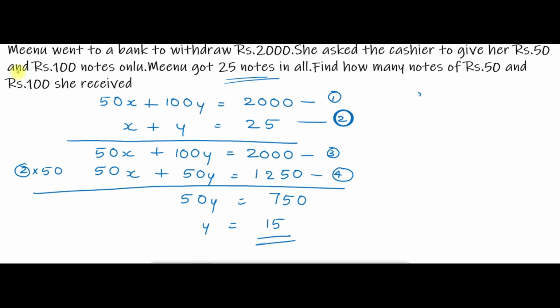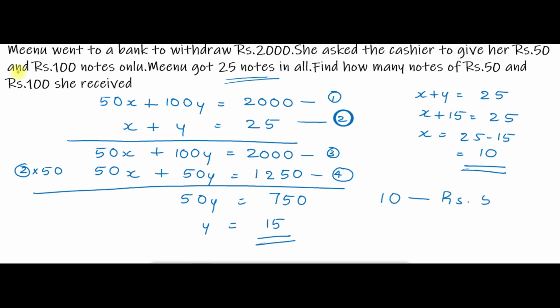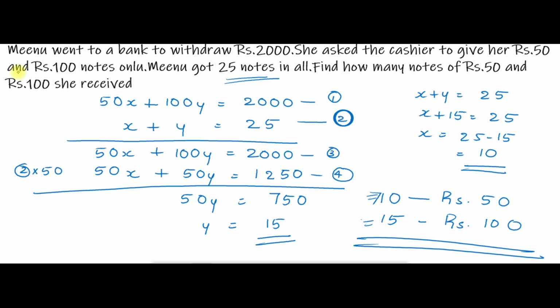Then you can take x plus y equal to 25. So x plus 15 equal to 25. x is equal to 25 minus 15 which is equal to 10. So Meenu has 25 notes in all. That means 10 rupees 50 notes and 15 rupees 100 notes with her. 10 number of 50 rupee notes and 15 number of 100 rupee notes.